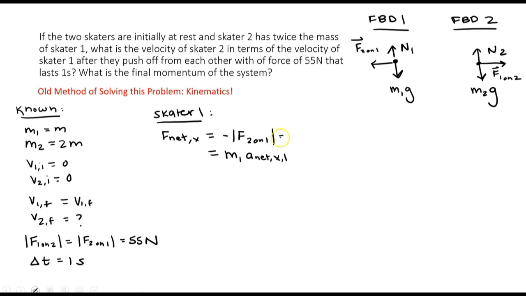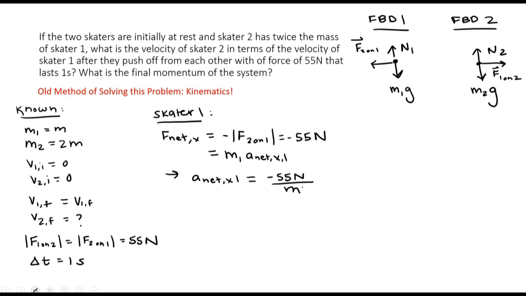And so this is going to be negative 55 newtons in the x direction. Then I would say that A net in the x direction for skater 1 is really just going to be negative 55 newtons divided by m1, which I really called m here. Okay, so that's the net acceleration of skater 1.